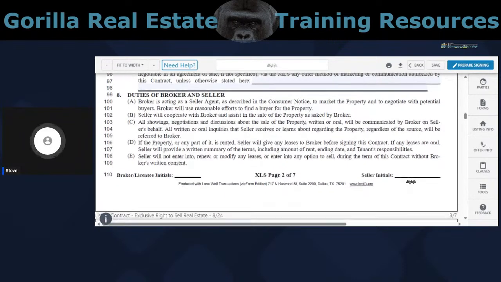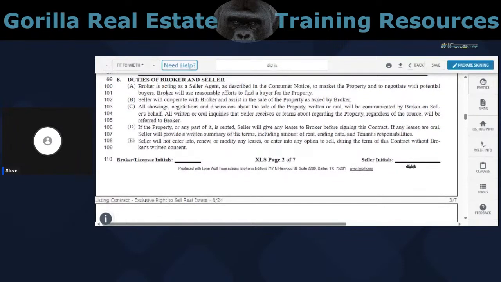We're acting as seller agent, the seller is going to notice, we'll cooperate with the broker and the seller will cooperate with the broker. All showings will be communicated by broker or seller. That's what showing time comes into. We'll get to that in a second. If it's rented, seller will give leases to broker, yada, yada, which they almost never do. It's a royal pain in the butt, pulling teeth. Seller will not enter, review, or modify leases during the term without broker's written consent.